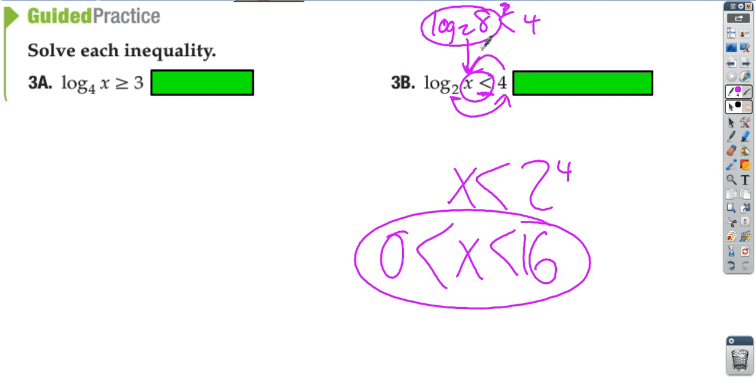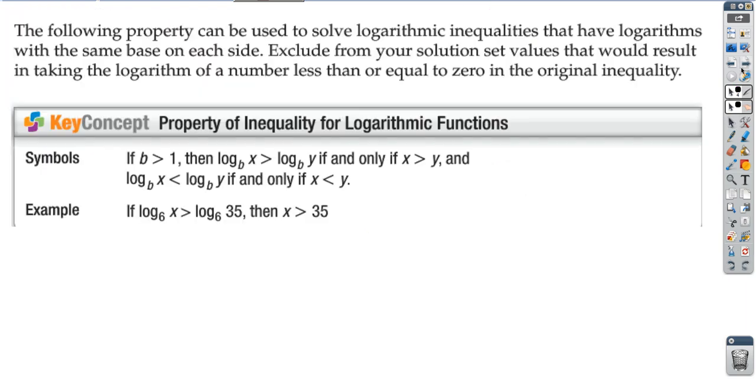This number is 3. What power do you have to raise 2 to get 8? And the answer is 3. And 3 is less than 4, so that does check out. And there's the answer right there.